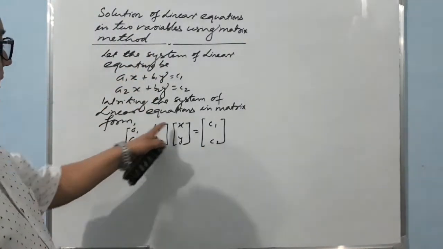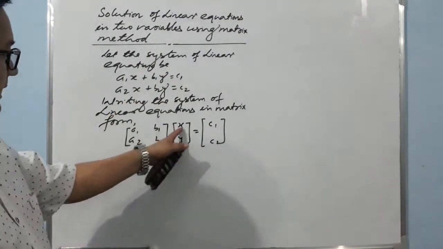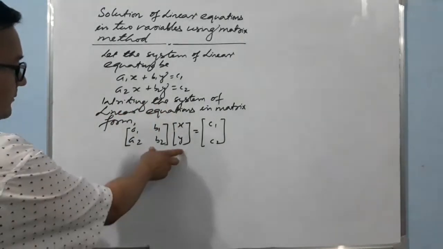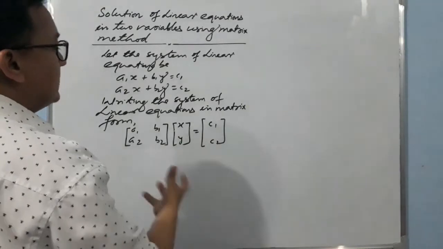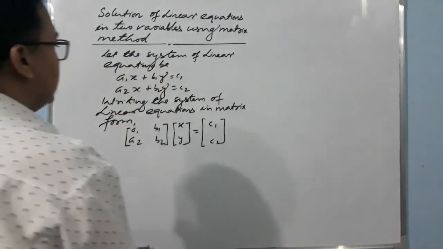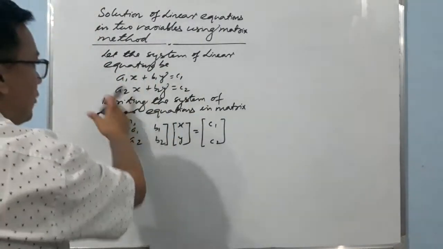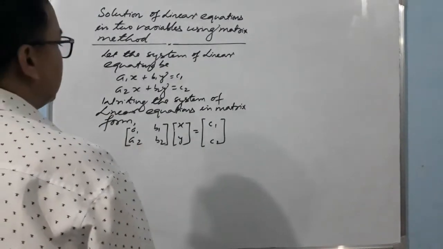You just multiply: a1x plus b1y is equal to c1, the first equation, and a2x plus b2y is equal to c2. When you multiply the left hand sides and then equate the corresponding elements, you will get the same equations. All right, this is called matrix form. We have written these two equations in matrix form. It's very easy to write down.